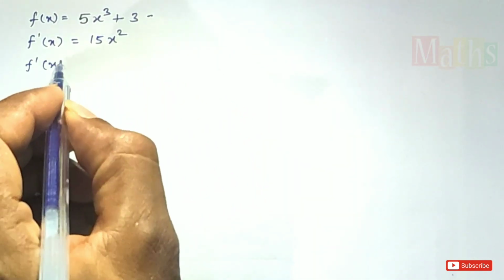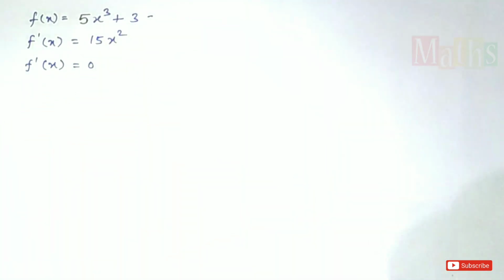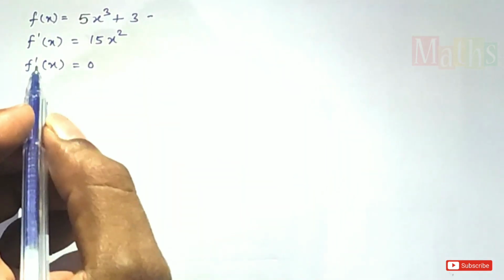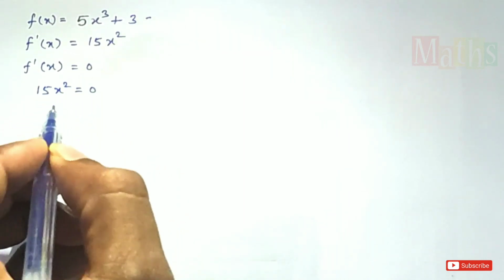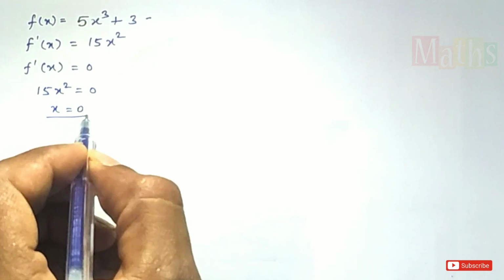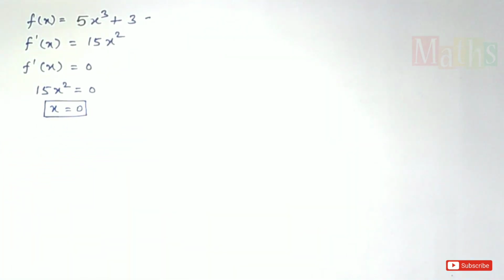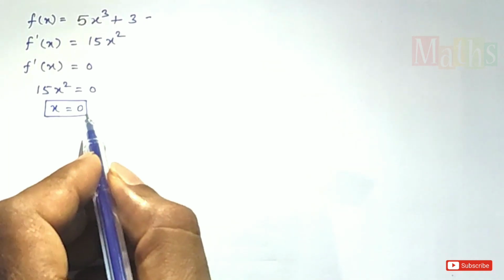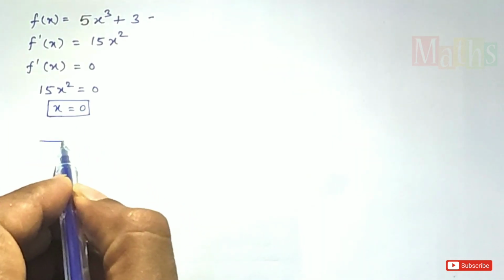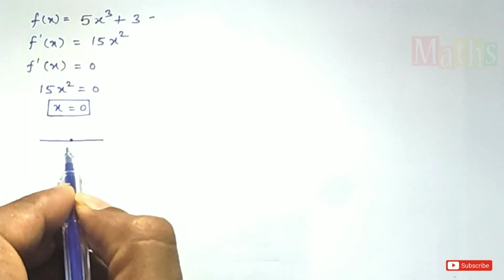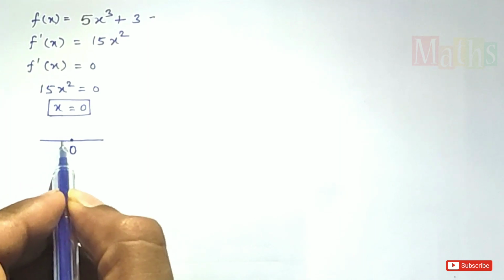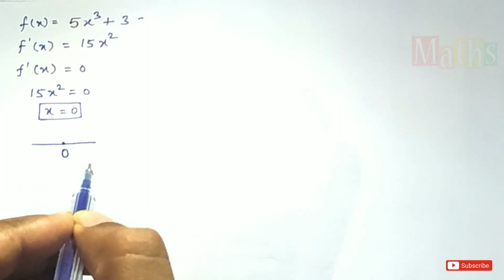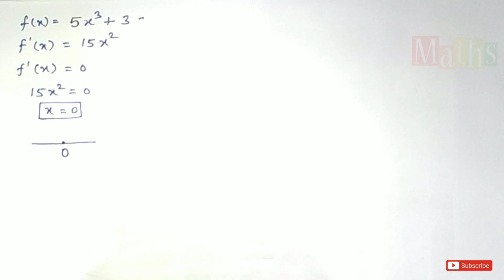and after it, equating this derivative with 0, we get 15x square equals 0, and from here we get x equals 0. According to the first derivative rule, this is the extreme point. On plotting this extreme point on the number line, now we'll check the signs on the left side and the right side of the extreme point of this function.